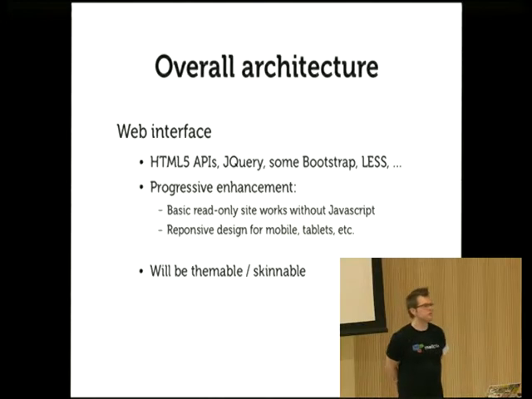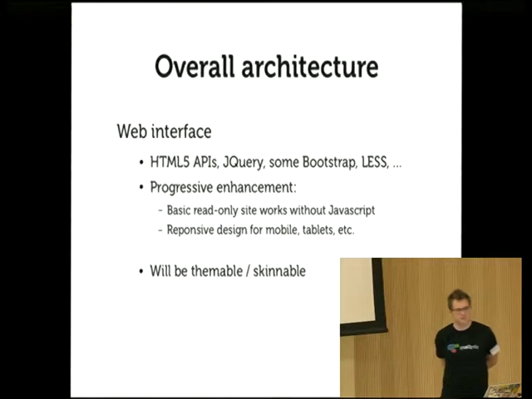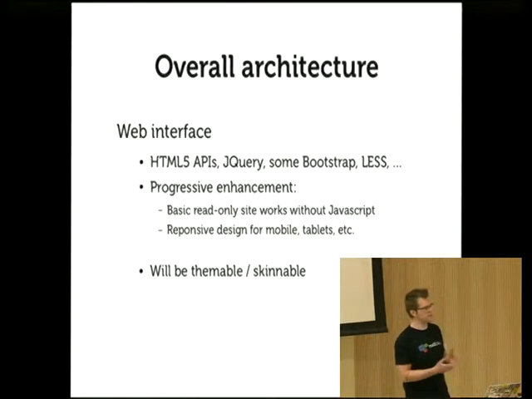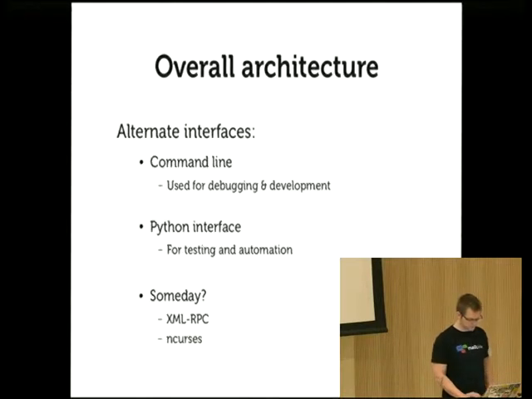For the interface itself, we're using HTML5 APIs, jQuery, Bootstrap, Less, you know, all the modern tools. We want to do progressive enhancement. We would like the site to work without JavaScript. It doesn't quite do that yet, but you can use it in a read-only mode. And we want responsive design so it scales to different size screens and mobile devices, because honestly, it's going to be a while before someone develops a Mailpile app for your phone, but we want the web interface to at least look nice on a phone if you've exposed your Mailpile to the public web. And it will be themable and skinnable for people that want to do that.